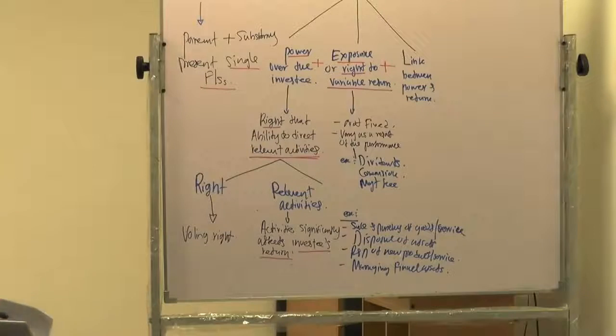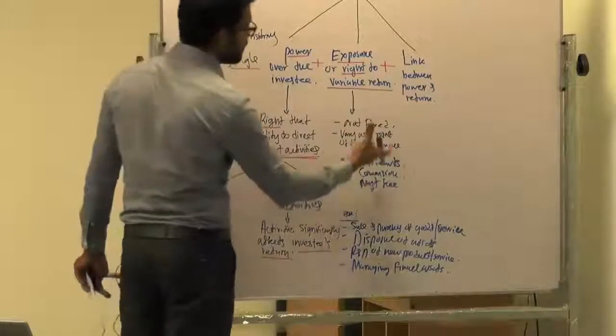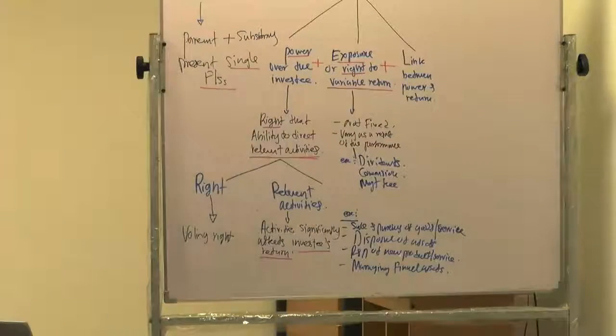So you have exposure or rights to variable return. You have rights to receive dividends. You have rights to receive commission or management fee, whatever. So these are the examples for variable return. So then the final one, the last one. What does the last one explain? The link between power and the return, which means the ability to use the power to affect the investee's return.